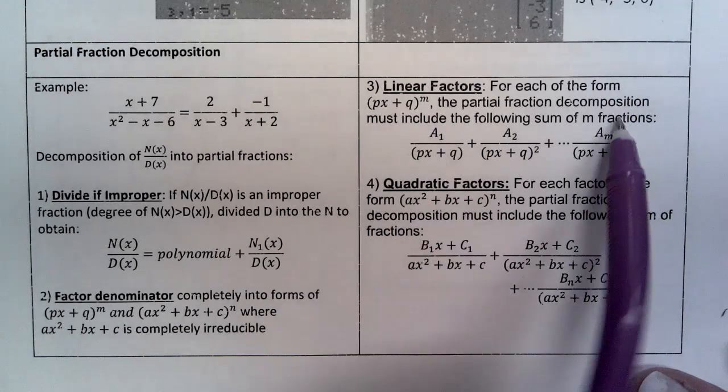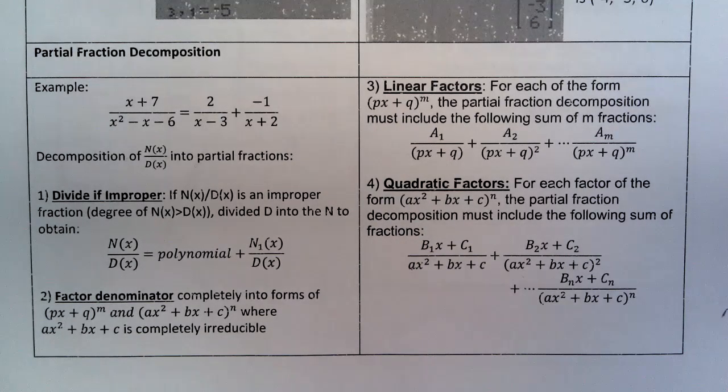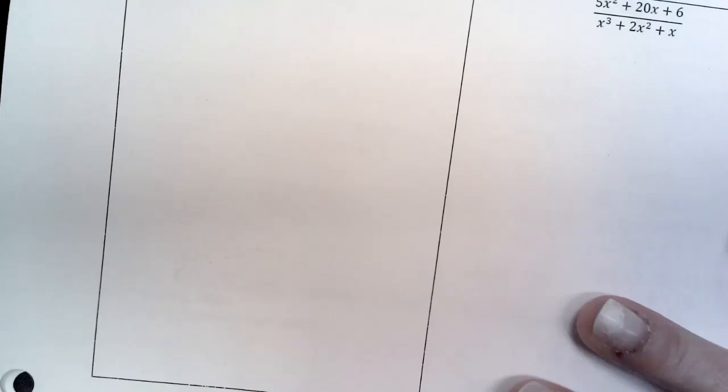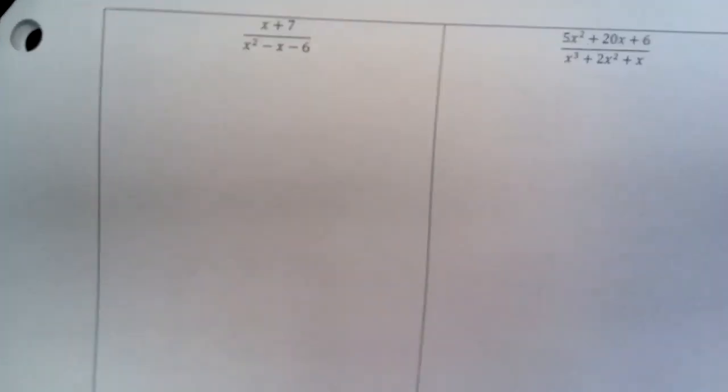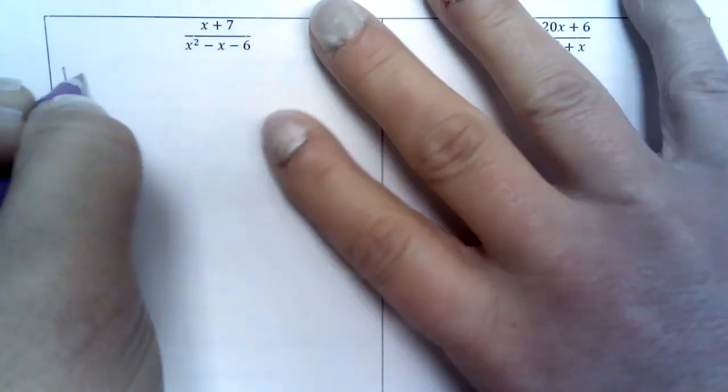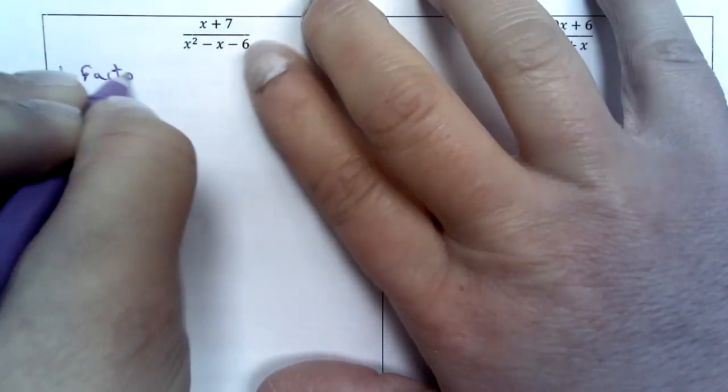factoring and then linear factors and quadratic factors. Okay, so let's walk you through the steps, and it's going to make it a whole lot easier for you to understand. This is really not too difficult once you get the pattern down, just like solving systems. Okay, so let's take a look at this first one. The very first thing that we always do is we factor the denominator. So step one, we're going to factor the denominator.